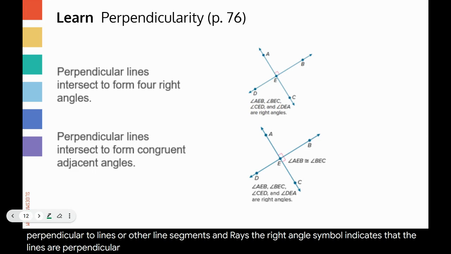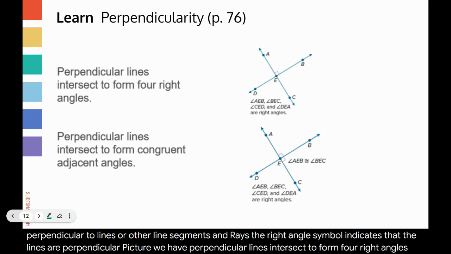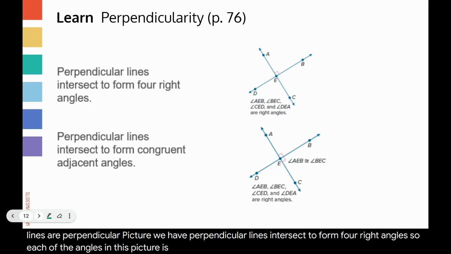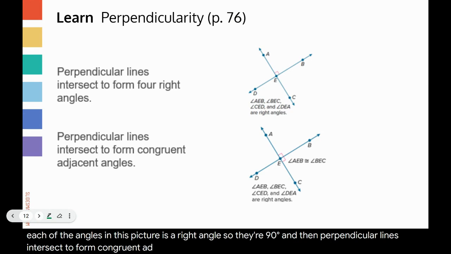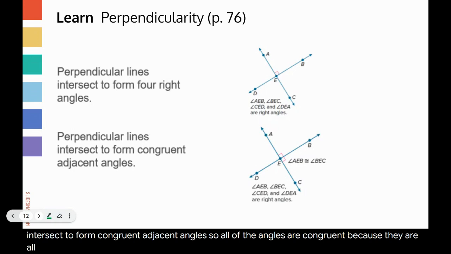So in the first picture, we have perpendicular lines intersect to form 4 right angles. So each of the angles in this picture is a right angle, so they're 90 degrees. And then perpendicular lines intersect to form congruent adjacent angles. So all of the angles are congruent because they are all 90 degrees.